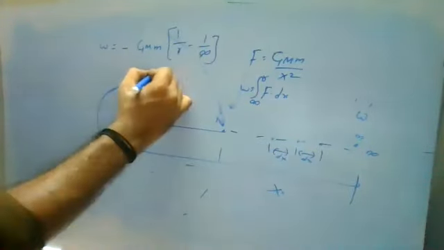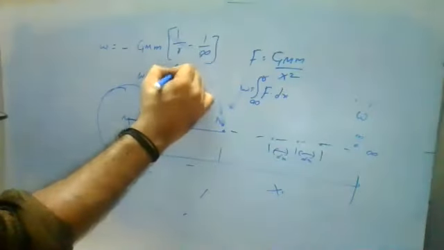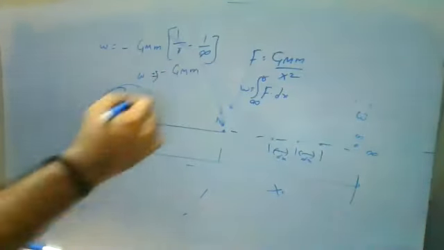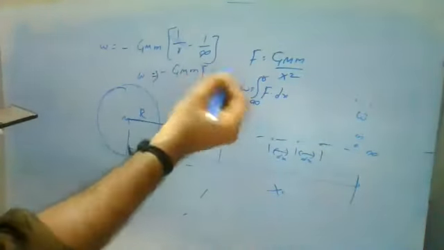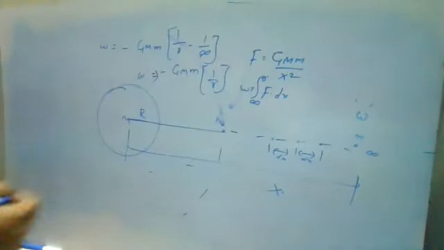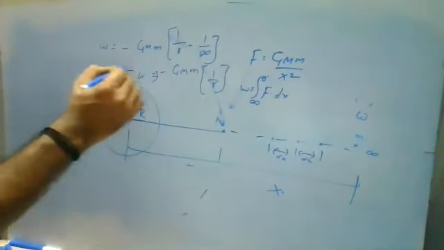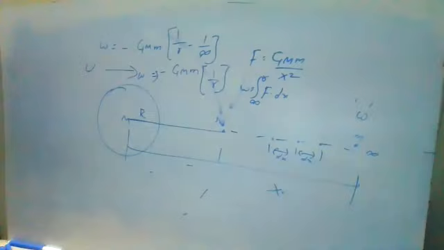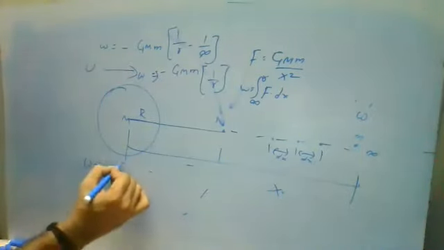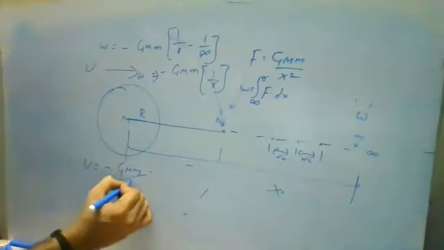So the final relation for work done is equal to minus G capital M small m, 1 by r minus 1 by infinity, and that will be 0. So minus GMm by r is nothing but your work done. When we discuss work done, this work done is nothing but your potential energy. The potential energy symbol is U. So U is equal to minus G capital M small m by r.